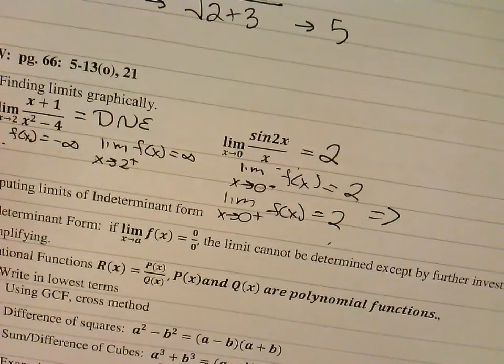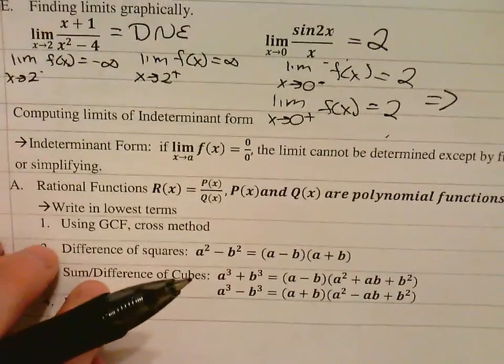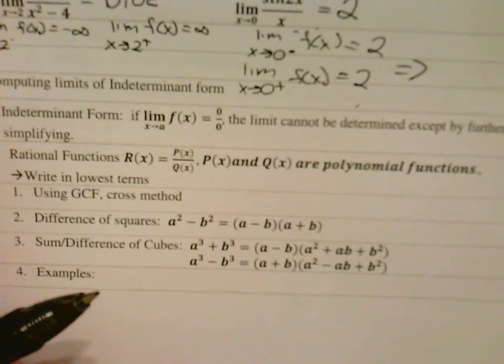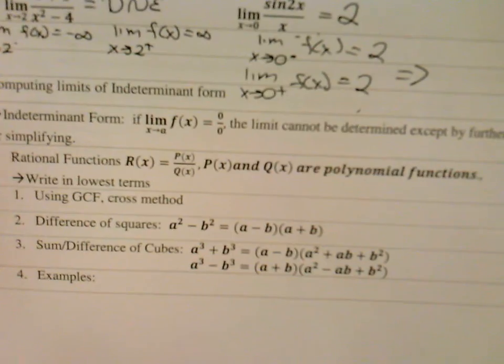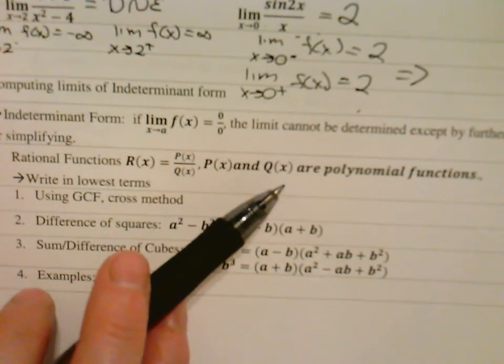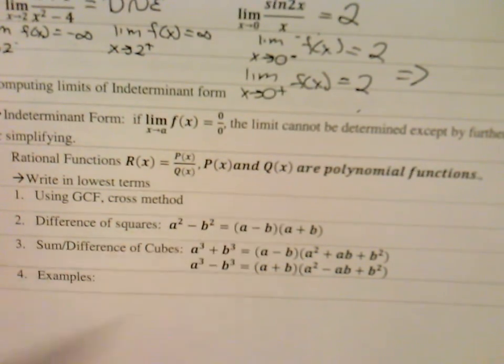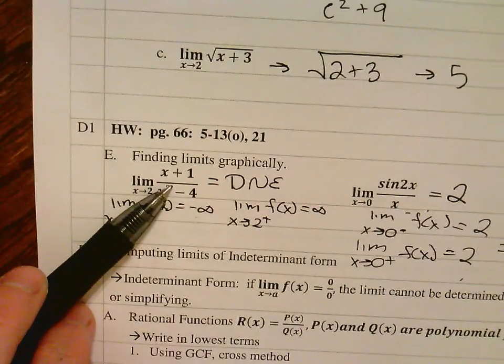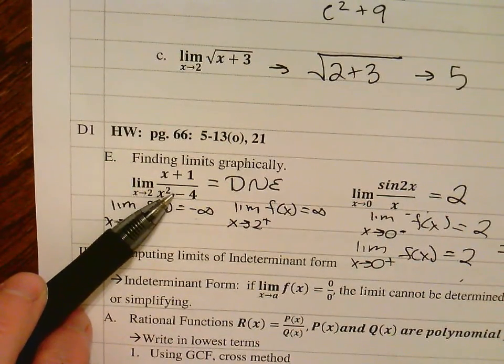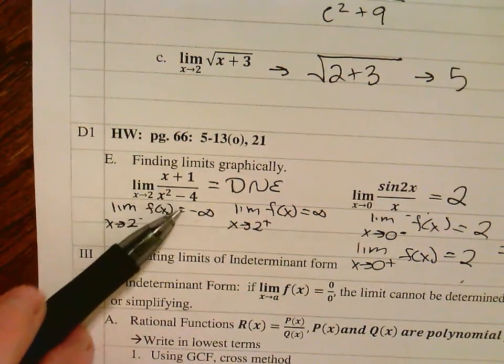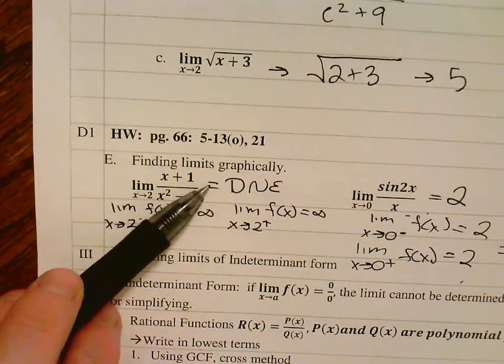Indeterminate form. So that is 0 over 0. Okay, a few strategies to approach indeterminate form. Remember, the limit cannot be determined except by further investigation or simplifying. This is the algebra way to find the limit of indeterminate form. For one like that, you can't do algebra because there's nothing to be factored. That's the difference of squares, so there's nothing that can cancel out. So that one you would have to do graphically.